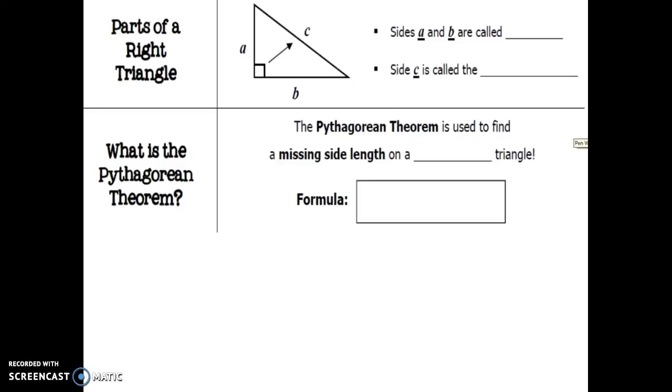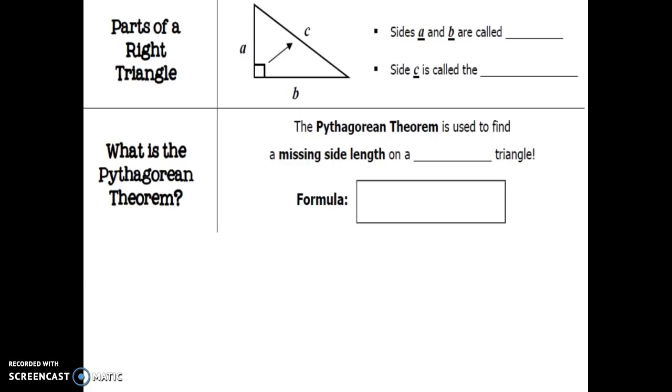Hello, today we will be doing parts of a right triangle as well as the Pythagorean theorem. We should have seen this before, so this will just be a quick review. And let's get started with the notes.